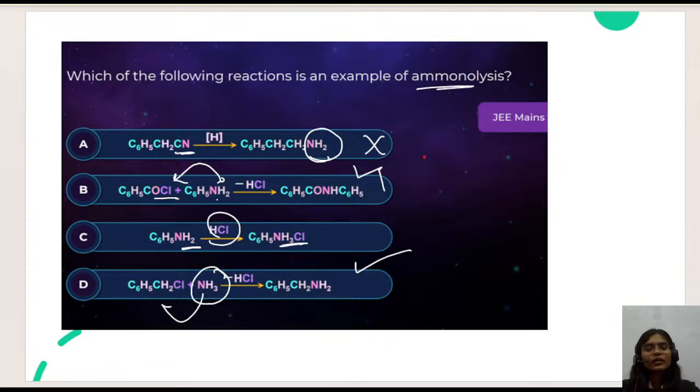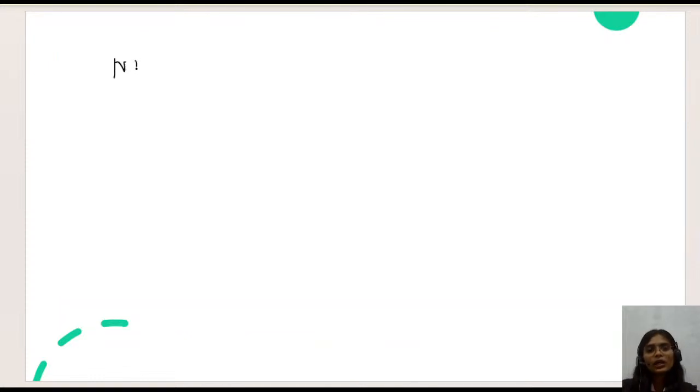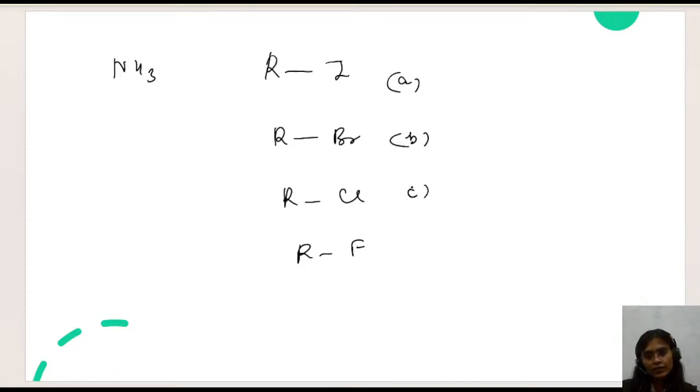Now, one question for you. In this reaction, ammonia is a common thing, and I am using RI, RBr, RCl, and RF. So in which case is the rate fast? In the iodine part, or in A part, B part, C part, and D part? Which one is going to react first or fastest? Iodine, bromine, chlorine, or fluorine, if ammonolysis is done in all four cases?